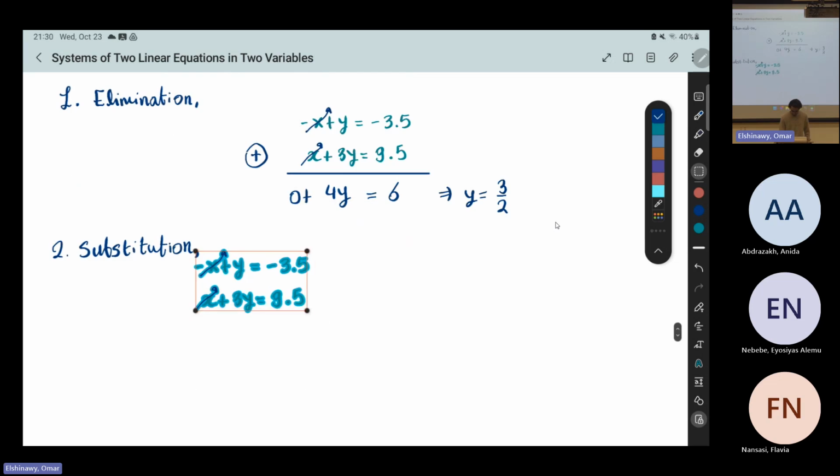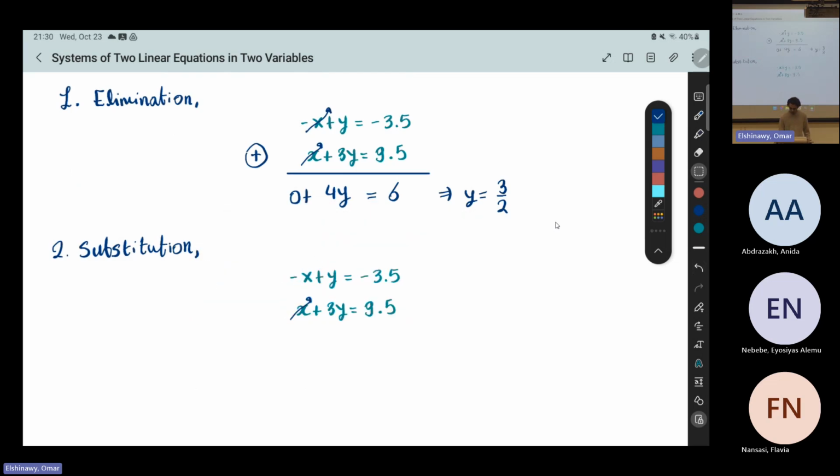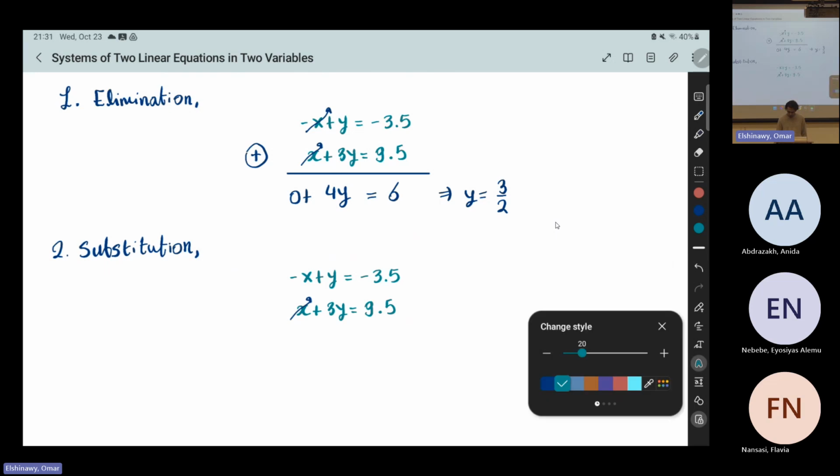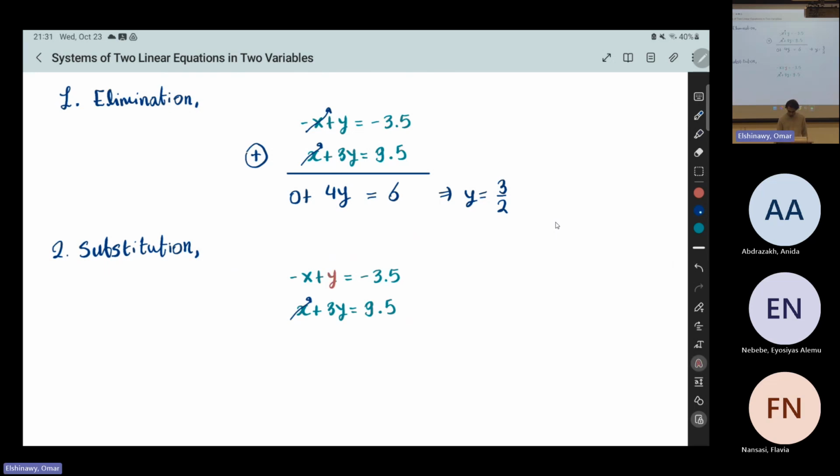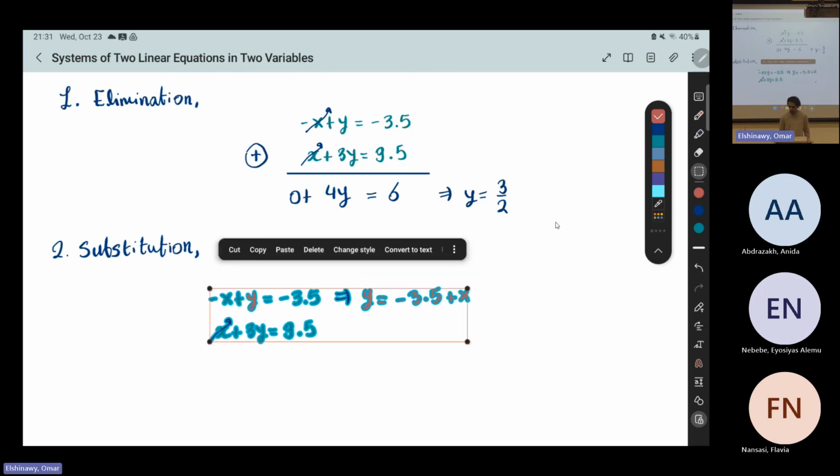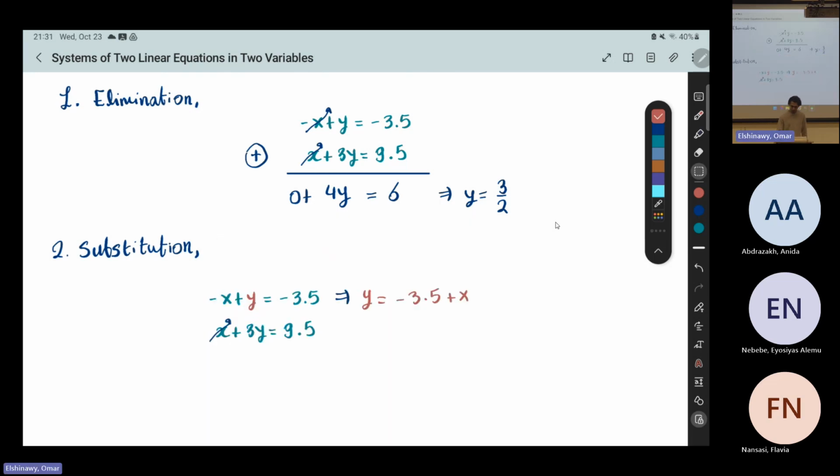Yeah. So this is the system of equations. I will take the first equation, and let's say I want to solve for y. Then this is not too tedious, because if I add x to both sides, I get that y will be equal to minus 3.5 plus x. Is this clear for everyone? Okay. You can always object to this, whenever you like.